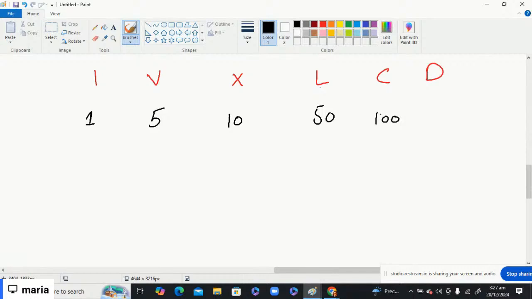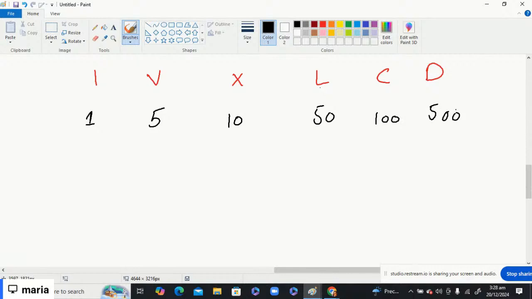D represents the number 500. So the Roman numerals I, V, X, L, C, D: I represents 1, V represents 5, X represents 10, L represents 50, C represents 100, and D represents 500. All right. Hope you guys understand this lesson.